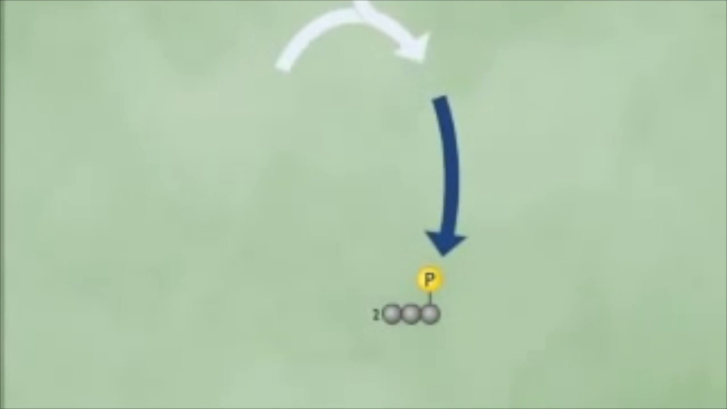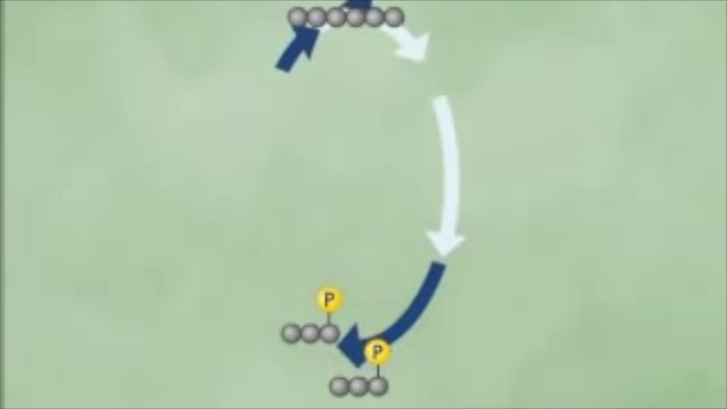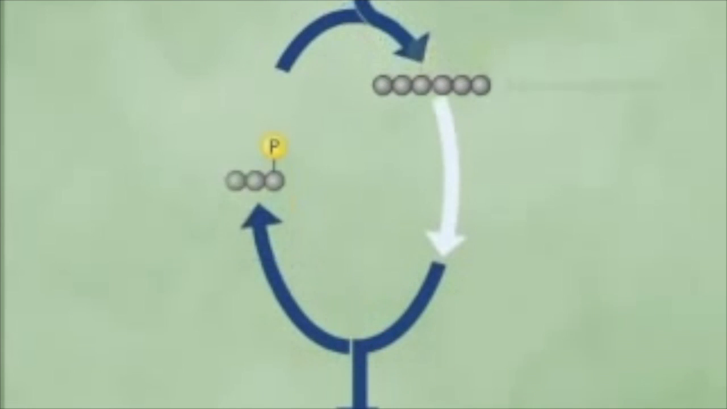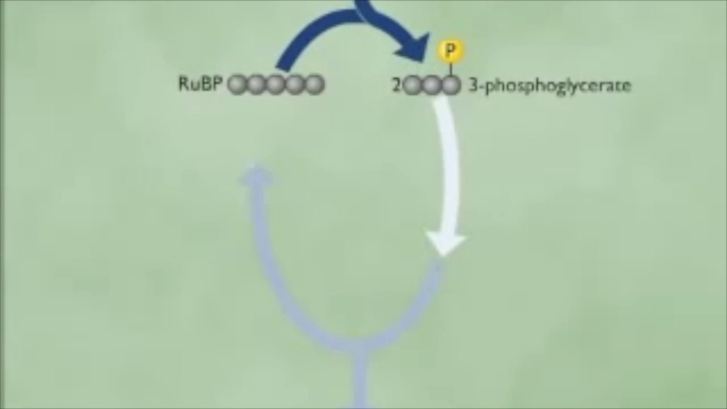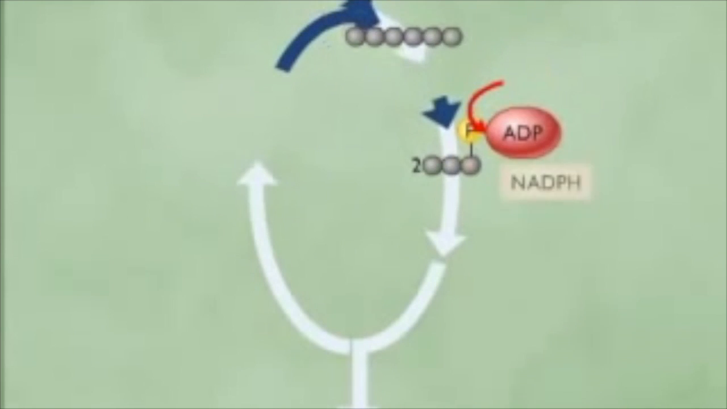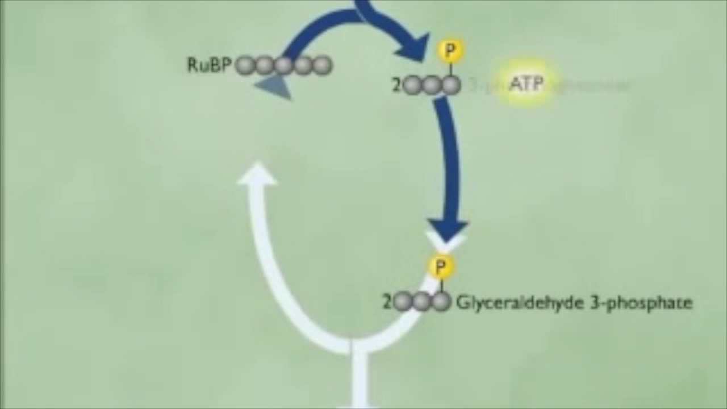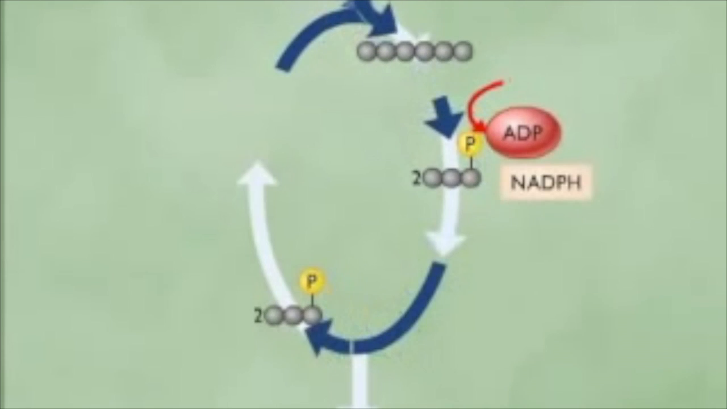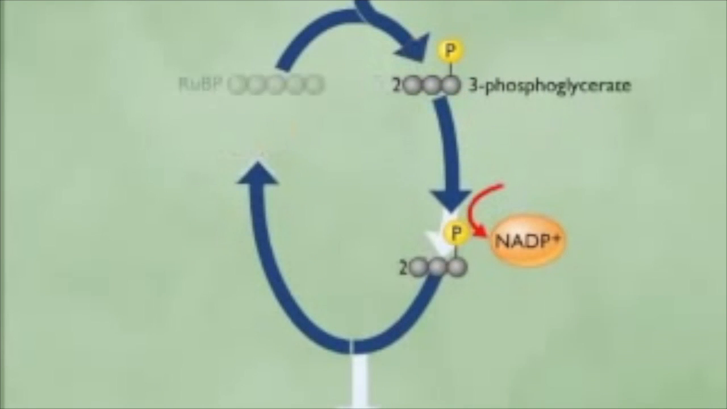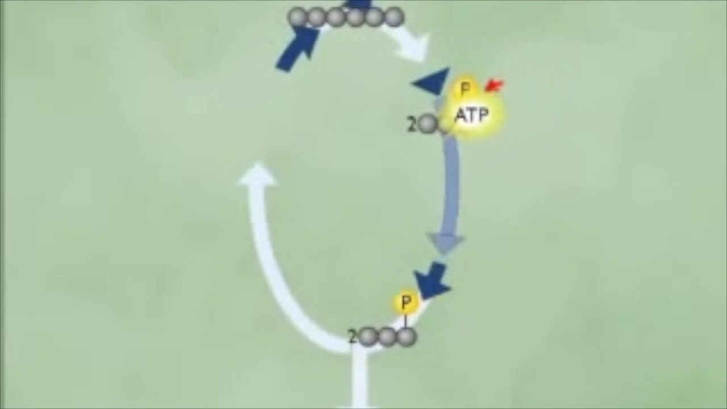When several of these glyceraldehyde 3-phosphate molecules have been produced, some combine to make glucose, while others are reused in the Calvin cycle. To generate an entire new glucose molecule, the cycle has to turn several times, because each turn of the cycle adds only 1 carbon atom from each molecule of carbon dioxide.